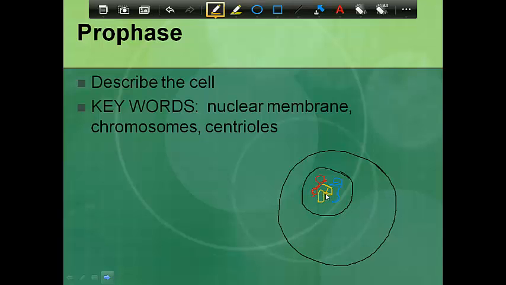We also have some centrioles. Okay, the centrioles, as I said, are little mosaic tiles. They also come in different colors, but I think I'll just make them black. So in prophase, we've got a cell membrane, we've got a nuclear membrane with chromosomes inside, and there are two centrioles. These are those little mosaic tiles that are in the cell as well. Again, you don't know what these centrioles do yet. We'll get to that in a minute.